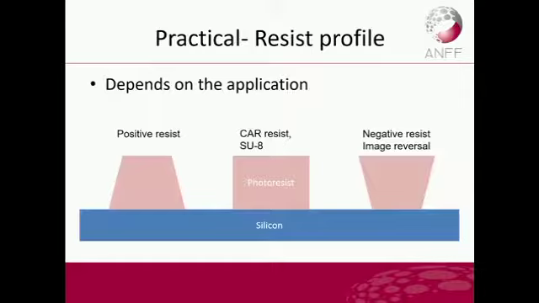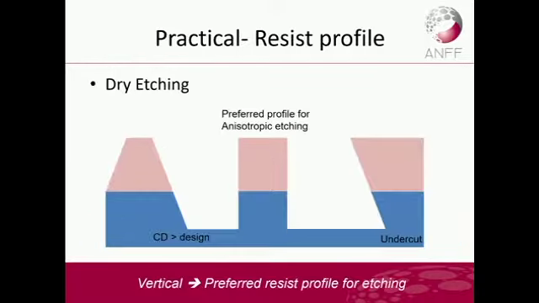So another important thing to understand is what resist profile is best for you. If you're doing wet etching, it doesn't really matter. You can use this positive resist profile. But if sidewall angle in etching is important for you, you actually want it to be nice and straight. If you want to do lift-off, you actually want a negative resist profile, so you can remove the metal easily.